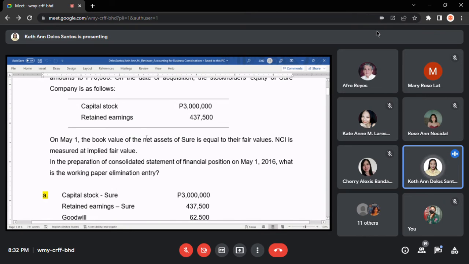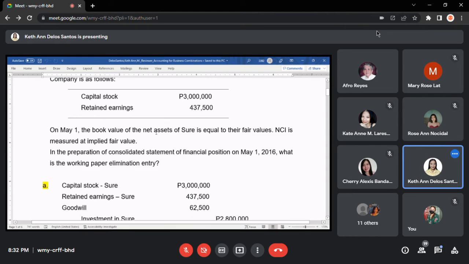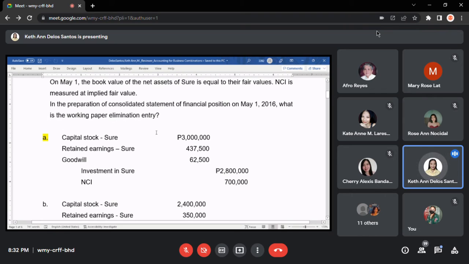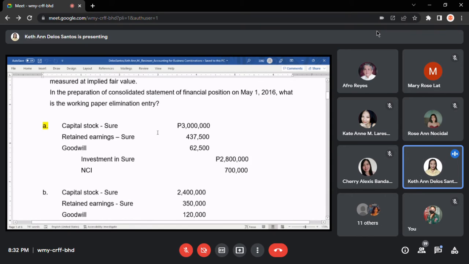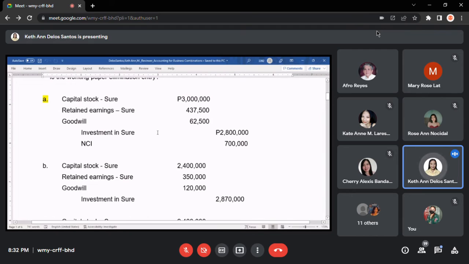Yung working paper elimination entry, yun nga yung parang kino-consider natin as one na yung dalawang entity. Choices. Letter A, capital stock of Sure with the amount of 3 million pesos is debit. Retained earnings of Sure, 437,500 debit. Goodwill, 62,500. Credit investment in Sure, 2,800,000 pesos. Non-controlling interest of 700,000 pesos.